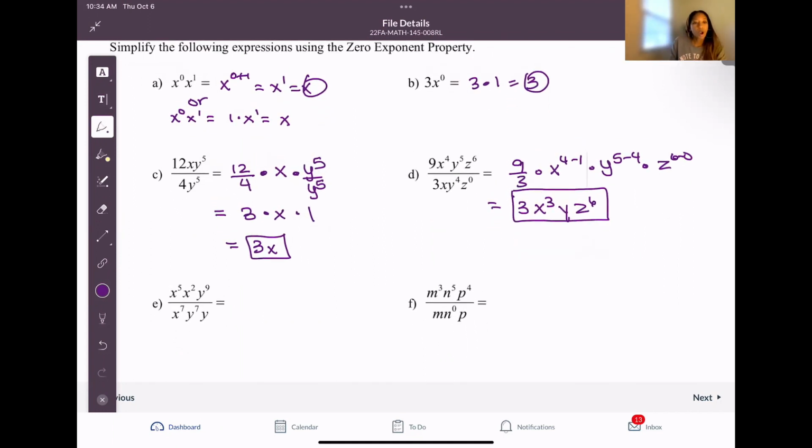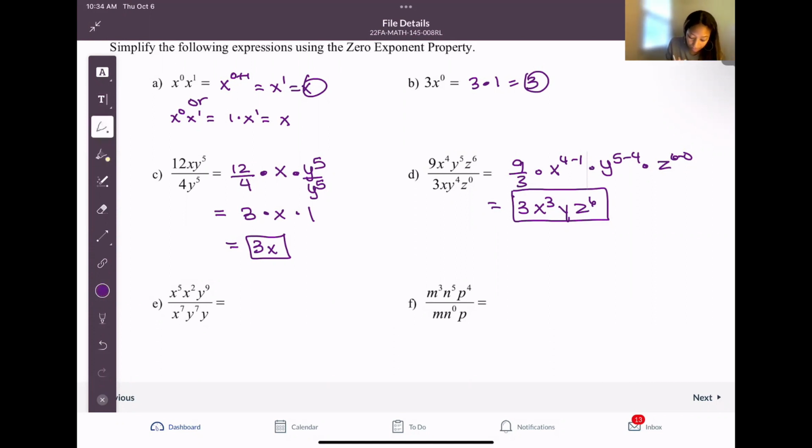All right, two more. Pay close attention to part E here. In the numerator, we have x to the 5th times x squared times y to the 9th. In the denominator, we have x to the 7th times y to the 7th times y. So in the numerator, we can use the multiplication property for those two x terms. And in the denominator, we can use the multiplication property for those two y terms. Or you can try to first use the subtraction property to simplify and then use the other property. There are lots of ways that you can go about this. I am going to use the multiplication property first and then use the division property.